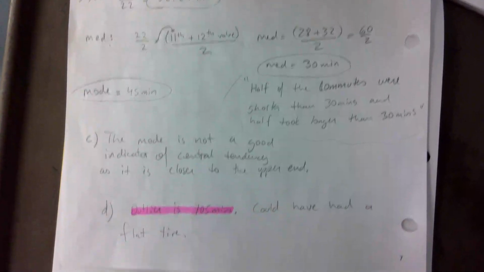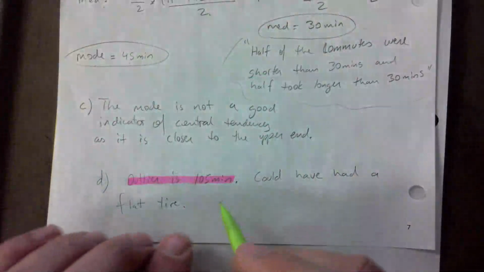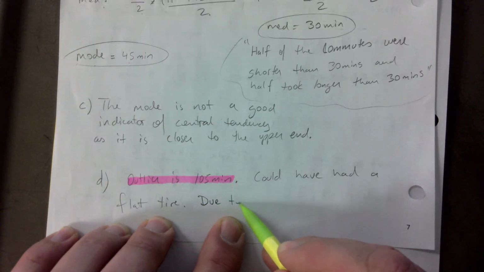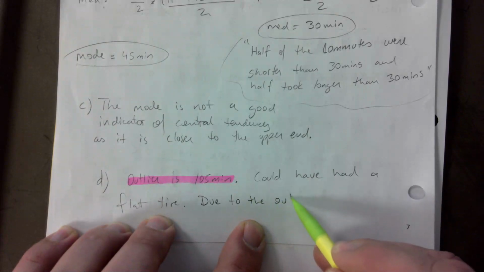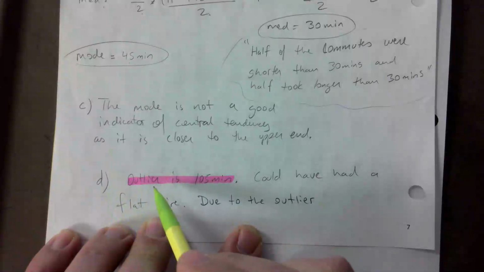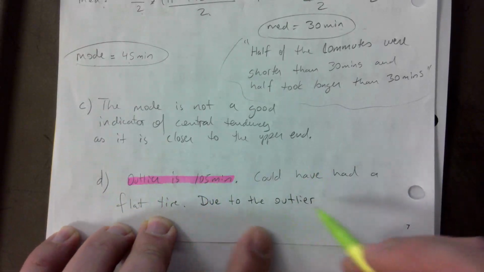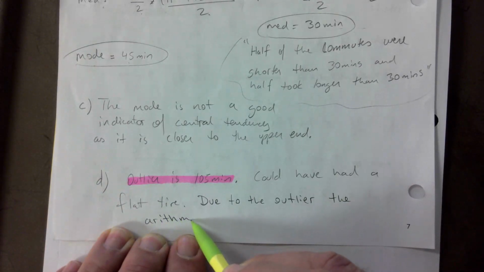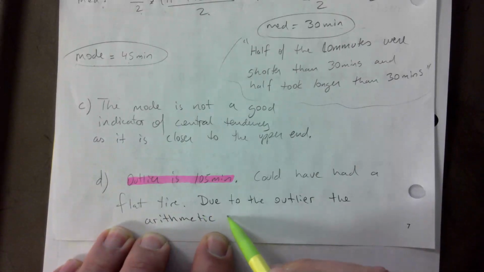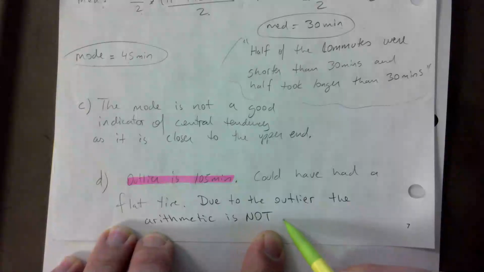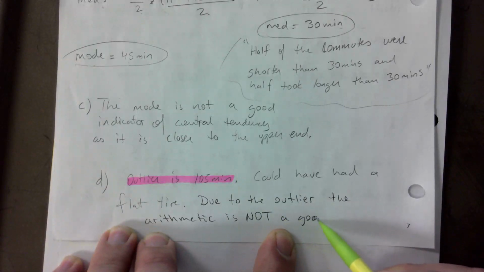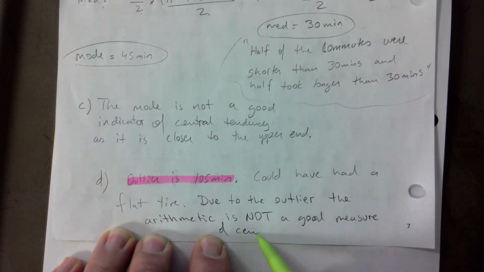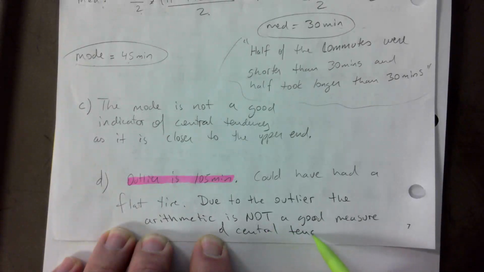Okay, so I'm going to add this. If you can add this to your notes on this one. I don't know if you answered D already. I'll just add this to the key here. Due to the outlier, just say this is for D, just say outlier is 105. And due to the outlier, the arithmetic mean, this is on page 7, is not a good measure of central tendency.